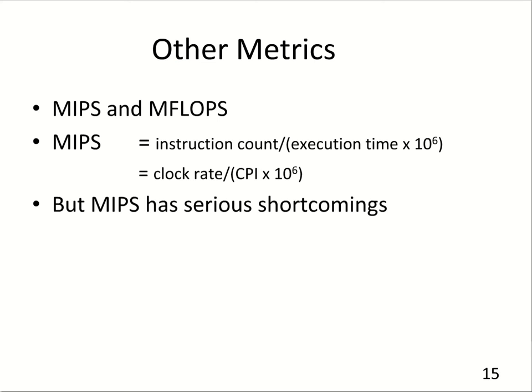Some other metrics that you might have heard of floating around out there are MIPS and megaflops. We'll talk briefly about these. MIPS is really just millions of instructions per second. You can compute that as the instruction count divided by the execution time times 10 to the sixth. Or conversely, you can compute it as the clock rate divided by the CPI, again, times 10 to the sixth. MIPS, of course, now has some serious shortcomings, so there are some limitations to using it that we'll talk about on the next slide.